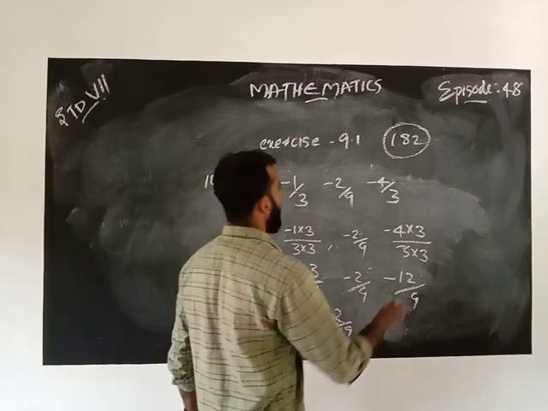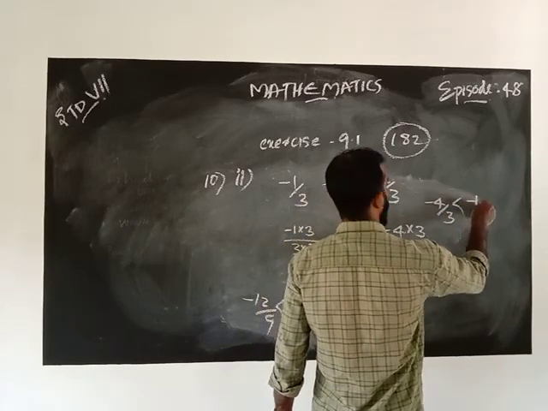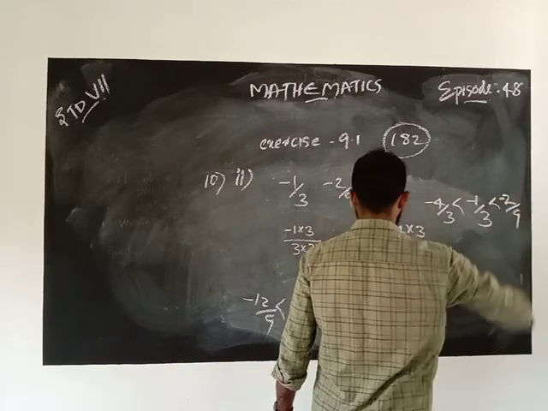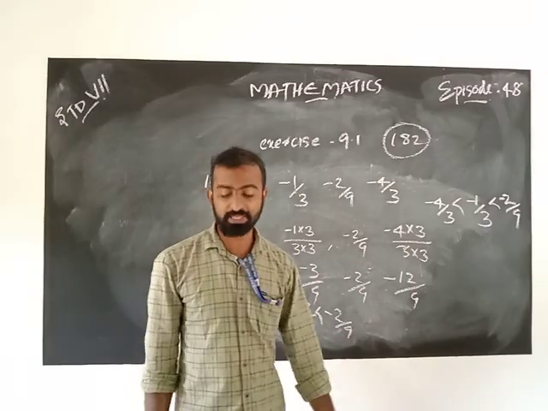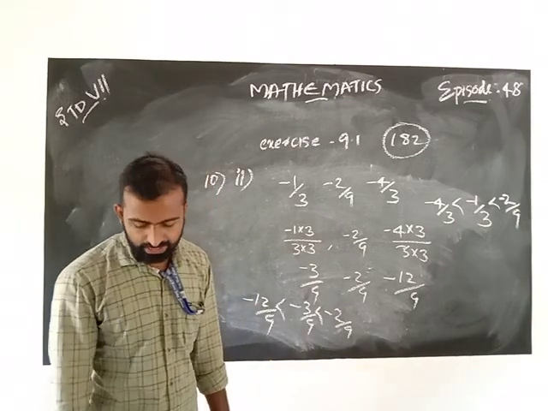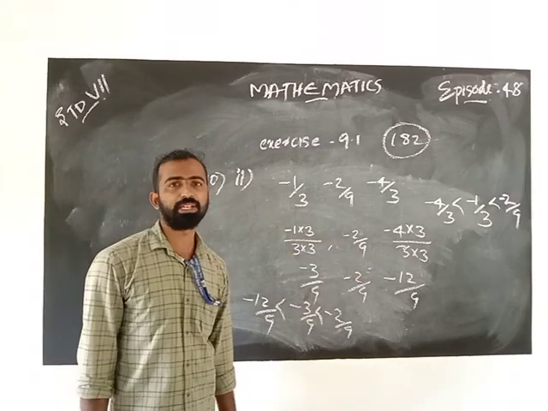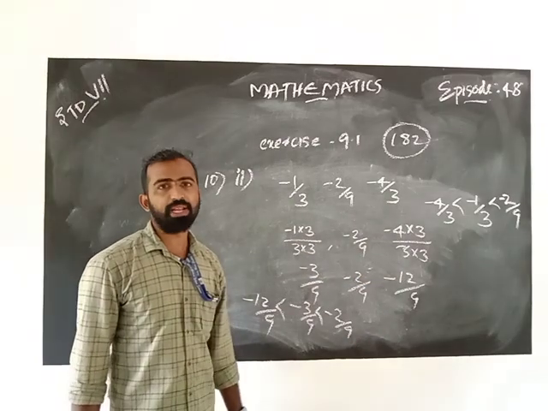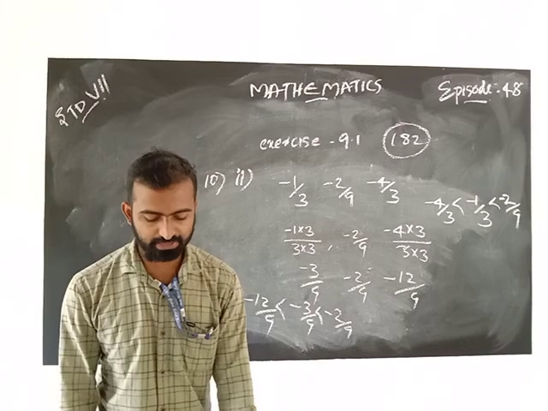That means negative 4 by 3, negative 1 by 3, and negative 2 by 9. This is the ascending order. That is, negative 4 by 3 is less than negative 1 by 3, which is less than negative 2 by 9. And the third part is for your homework.